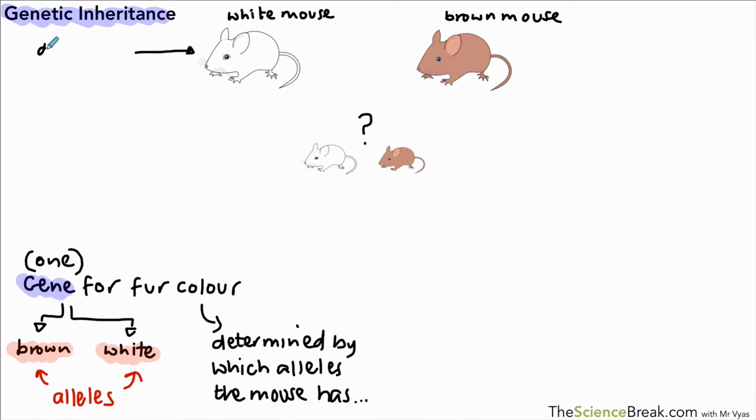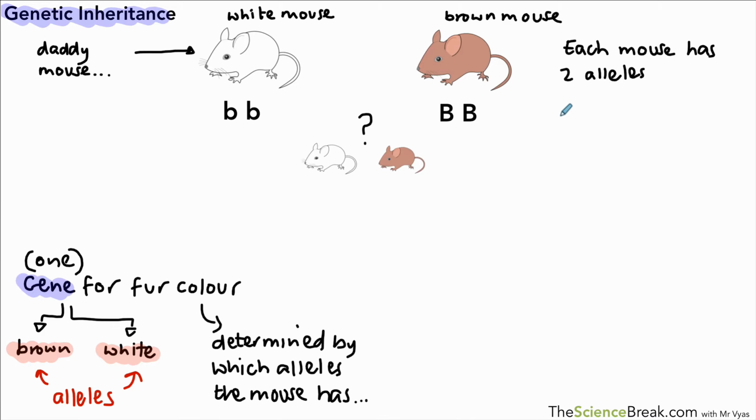So let's just say, for argument's sake, that this is the daddy mouse or the father mouse, and the other one is the female. We can look at the alleles that each of those have. So I've given the example of using the letter B. We've got two lowercase b's for the white mouse and two uppercase B's for the brown mouse, and we'll explain why those are upper and lowercase in a minute. But the important point that we need to remember is that each mouse will have two alleles for fur color. And that is because they get those alleles from their parents. So they would have got one from each, from mother and father.